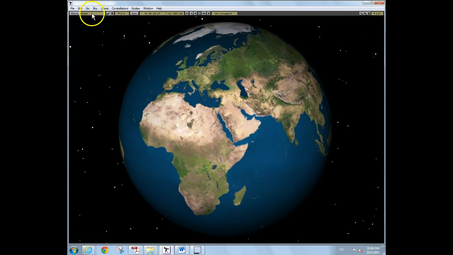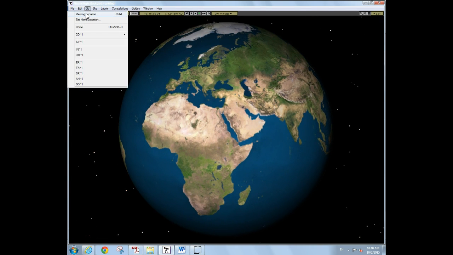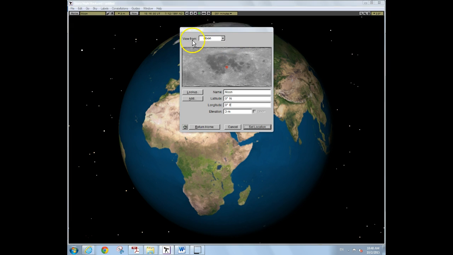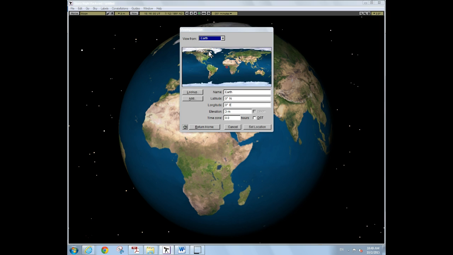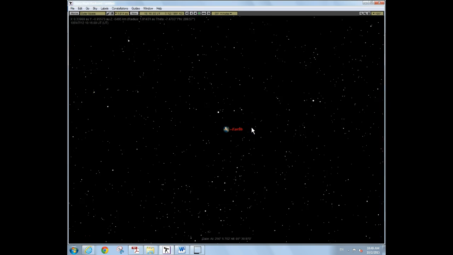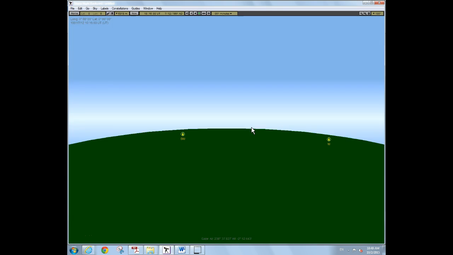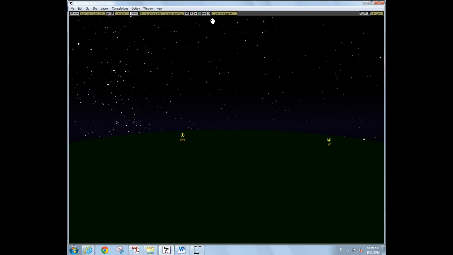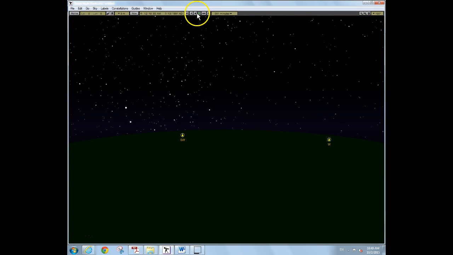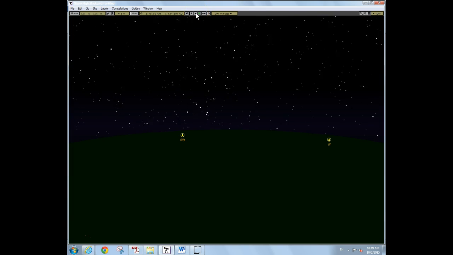So let's go to here. We're going to set a viewing location, and as promised, we were looking from the Moon. We change it to the Earth itself, and now we set the location so that we're on the equator, which is 0 degrees north. Alright, so this is 0 degrees latitude. And now you can see that the stars appear to move across the nighttime sky.